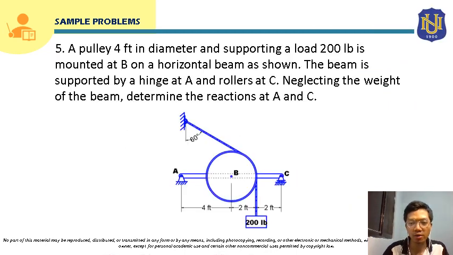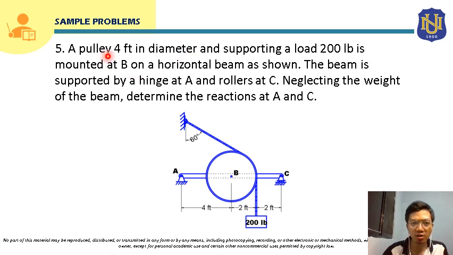Okay, for sample problem number 5, a pulley 4 feet in diameter and supporting a load of 200 pounds is mounted at B on a horizontal beam as shown. The beam is supported by a hinge at A and rollers at C. Neglecting the weight of the beam, determine the reactions at A and C.